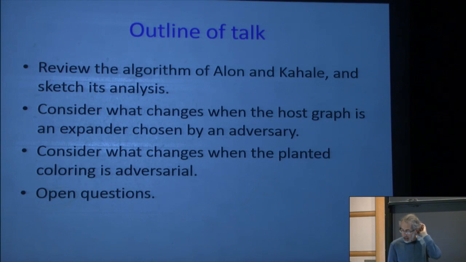So what we'll do through this talk is review this algorithm of Alon and Kahale at a very high level and sketch its analysis. Then see what changes when the host graph is an expander rather than a random graph, and what changes when the planted coloring is adversarial rather than random. And then present some open questions that I think are very interesting.